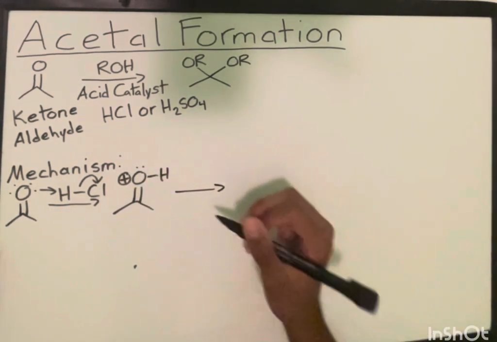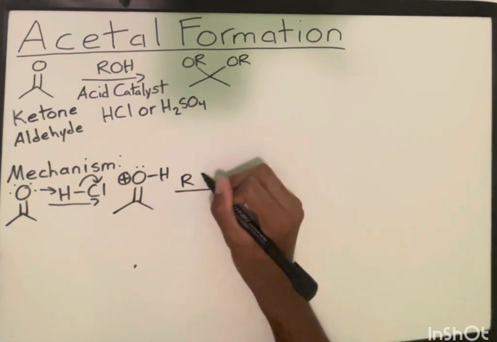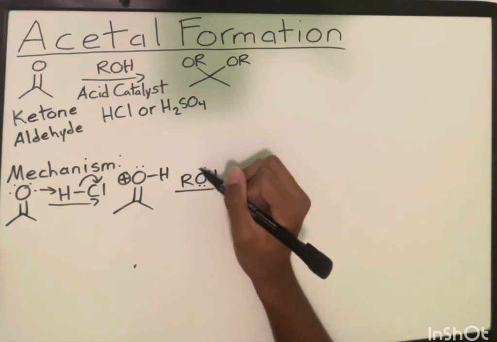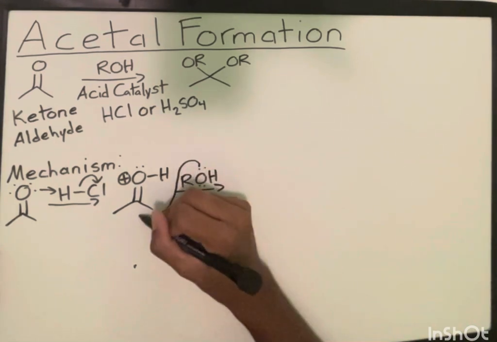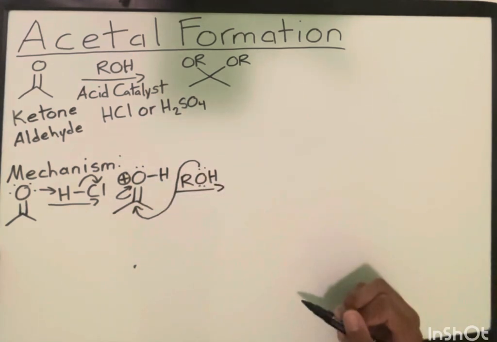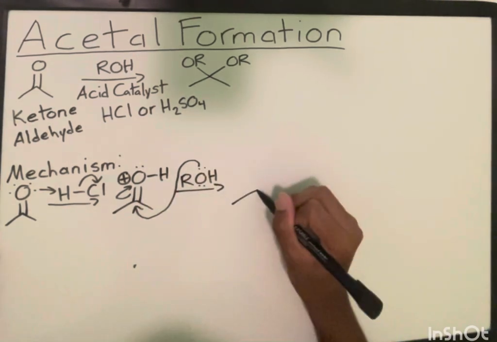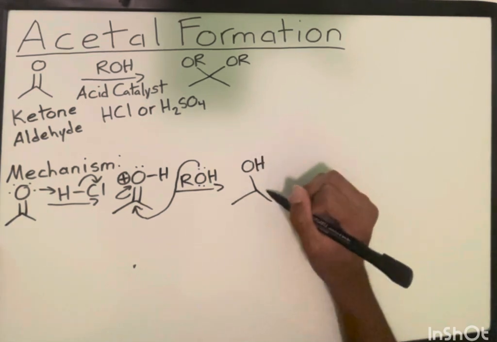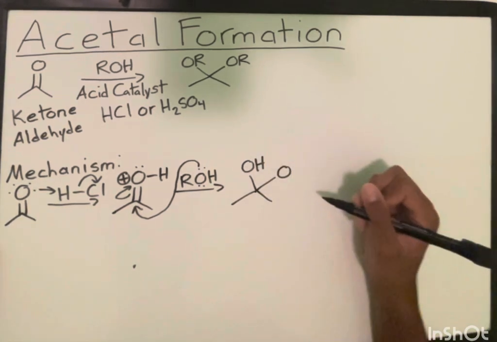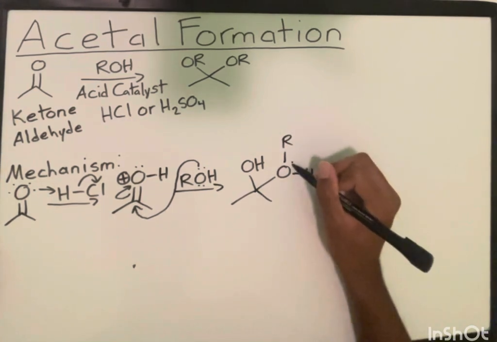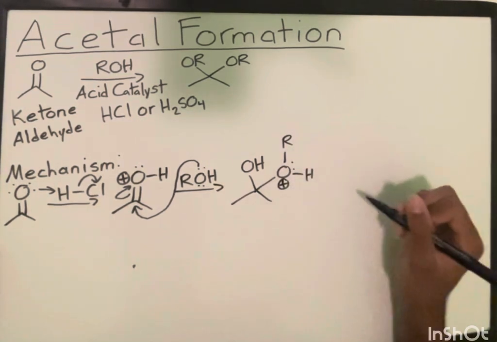So now what we can do is we can bring in our ROH. It has two lone pairs right there, and that lone pair will attack our carbonyl carbon, moving those electrons onto the oxygen right there. So now what we get is our OH right here, and then we have a new attachment to an O right there. It has an R and an H, and one lone pair, so it has a positive charge.